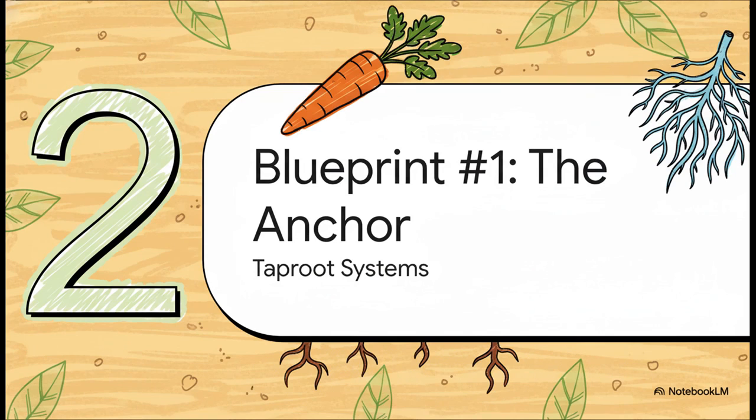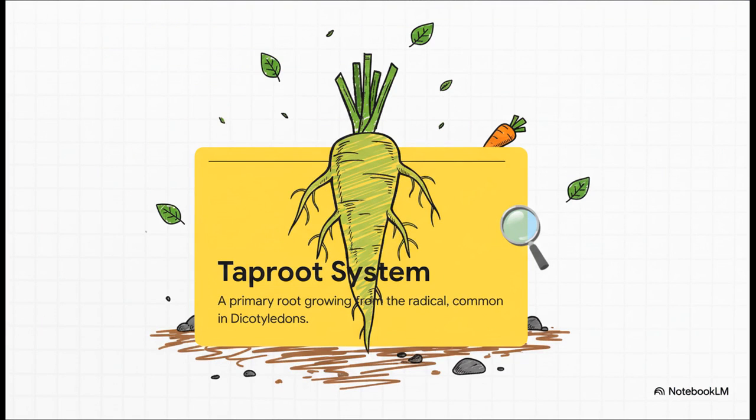Okay, let's start with our first blueprint, which is perfectly described as the anchor. This is the taproot system, and believe me, its entire strategy is about growing deep and growing strong. The origin story here is absolutely crucial. A taproot system starts its life from this tiny part of the plant embryo called the radicle. This one point grows into a single, dominant primary root that just plunges straight down, and then you have smaller, secondary roots branching off the sides. It's that classic root you probably drew in science class as a kid.